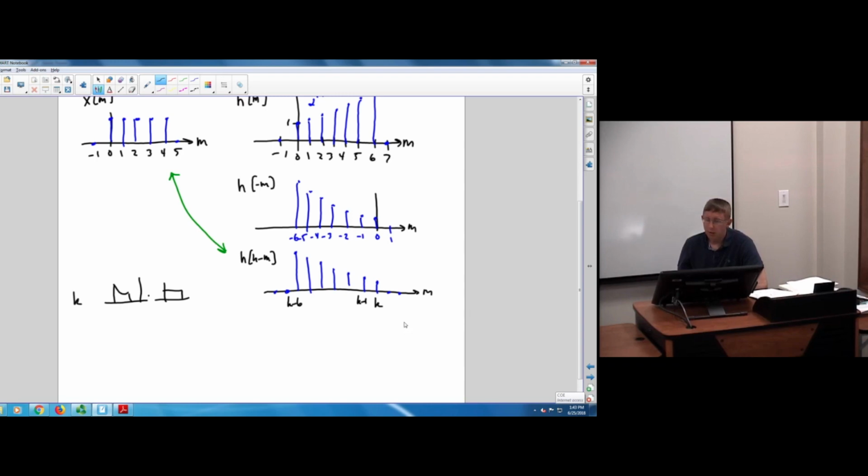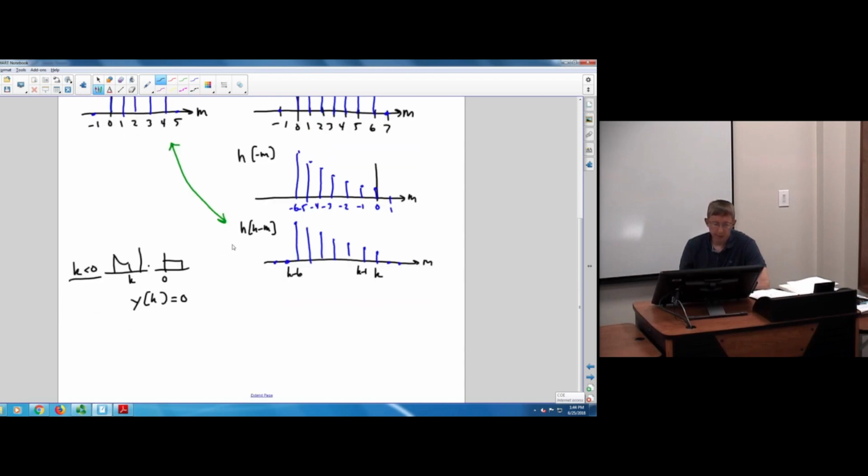The question is, for what values of k is there no overlap? This edge right here is k. That edge right there is 0. k less than 0. Yep. If this edge is below that edge, when they multiply, you get all zeros out. So when k is less than 0, y of k equals 0. That one's not too bad.